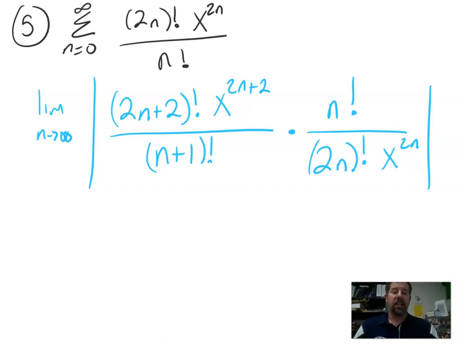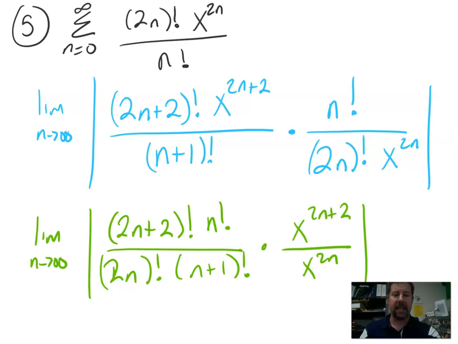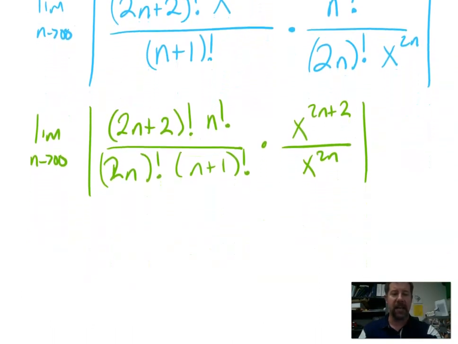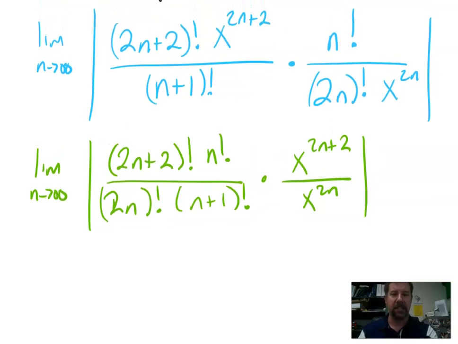Now I'm going to try to organize my stuff and do some simplifying. So my work would probably look something like that. Again, organizing the 2n factorials in front and then the n factorials after that. And then my x's again in their own separate little area there. Let me leave that so you can see the top there.